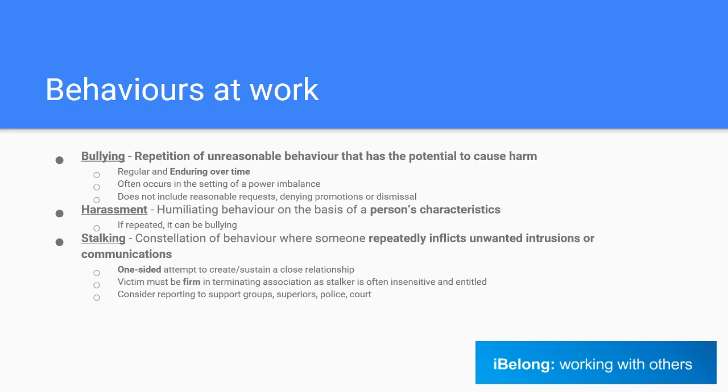And stalking is the constellation of behaviour where someone repeatedly inflicts unwanted intrusions or communications. It's generally one-sided, and to prevent it or manage it, the victim of the stalking must be firm in terminating the association with the stalker, because the stalker is often insensitive and feels entitled to this relationship. So an example would be: stop, I don't like what you're doing and I don't want you to contact me anymore. It is quite confronting, and it can be very hard for someone to say that. But other things you can consider are reporting to support groups, especially when children are involved. You can get DHS involved, talk to superiors if it's occurring in the workplace, or if it's occurring outside of that, you can go to the police and they might refer you to the courts for a restraining order.